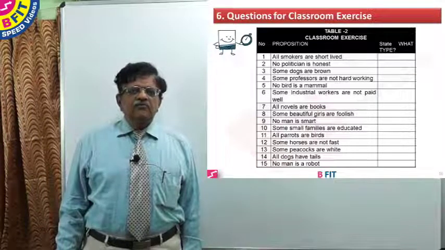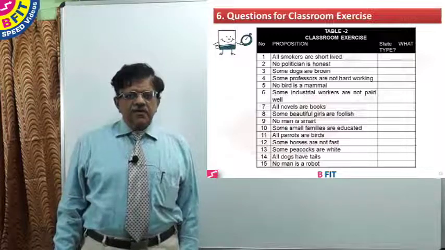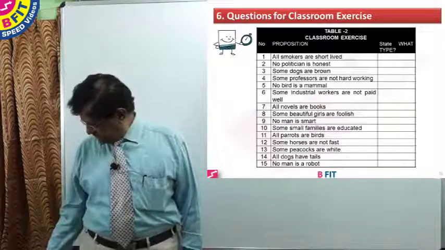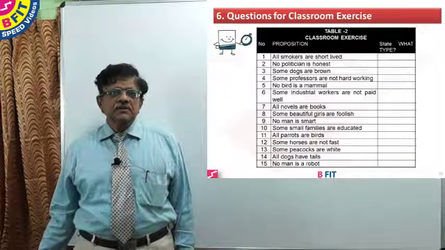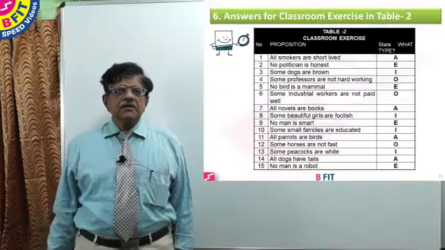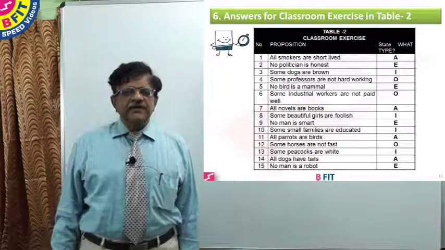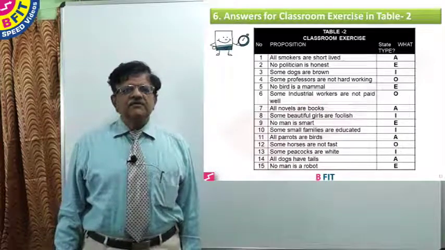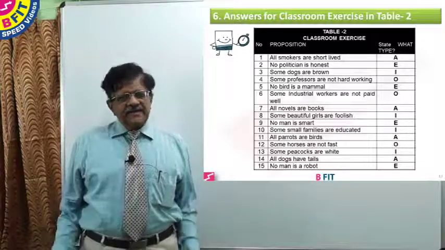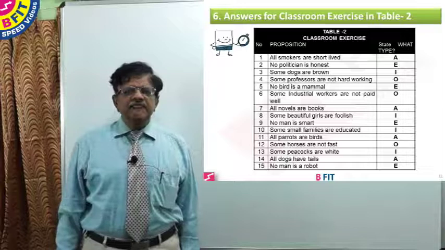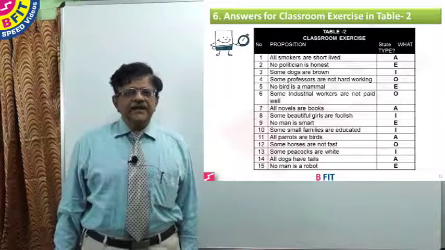I believe that you have done this exercise seriously. Now let us go into the answers. All smokers are short-lived. It is universal and positive, therefore A-type statement. No politician is honest. It is again universal but with a negative, therefore it is a universal negative and E-type.